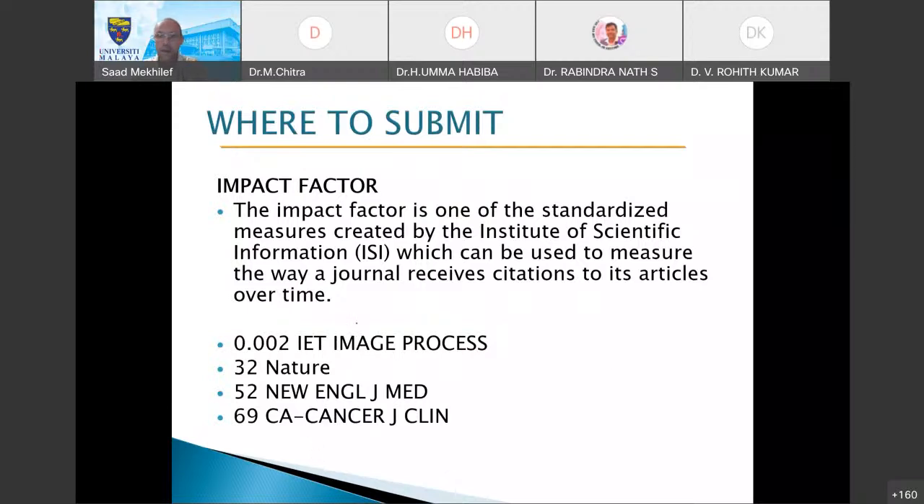Yeah, I think that's the impact factor I already mentioned. It ranges from 0.0002 up to, for example, the Cancer Journal 69 or Nature 32 and so on. So this is the range. It's from 0.00 up to 100 and so on. So you need to select the right target journals. And for these journals, usually the impact factor is high, and the citations will be high.